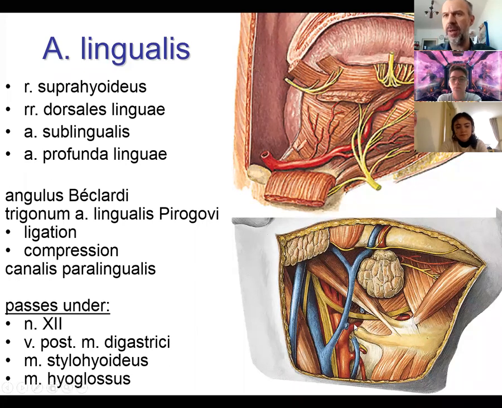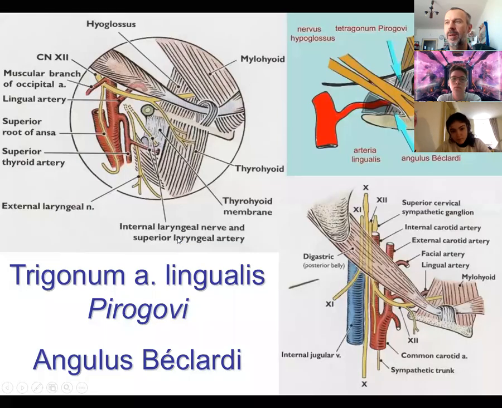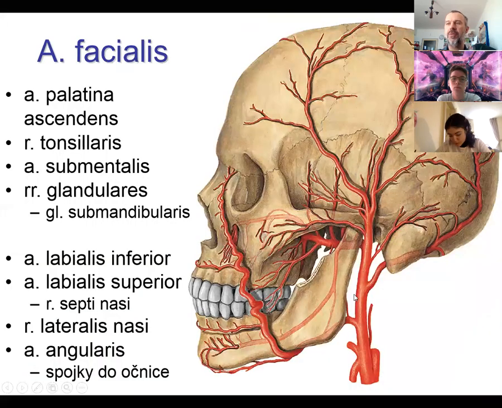As for the artery, you can see that it passes under the hypoglossal nerve, under the two suprahyoid muscles innervated by the facial nerve, the posterior belly of digastric and stylohyoid, and of course under the hyoglossus muscle. And then it gets inside the tongue itself, and this we call a paralingual canal. So a quite short artery and very much information for that. Okay, we can go on to the facial artery.